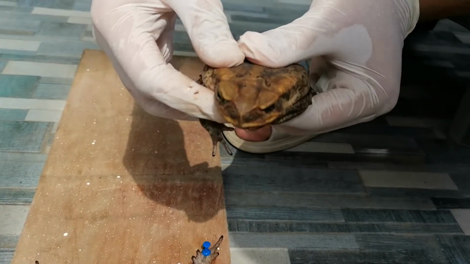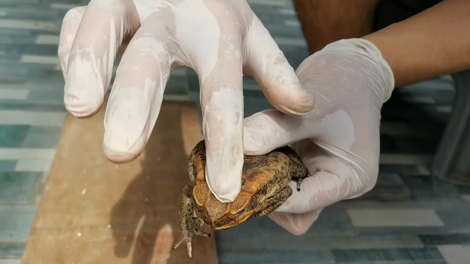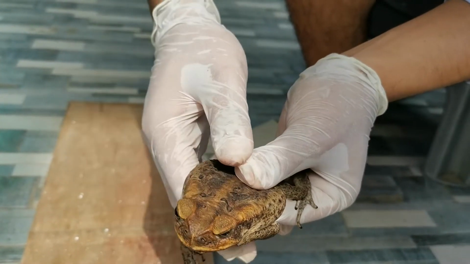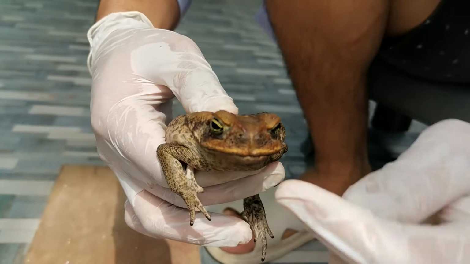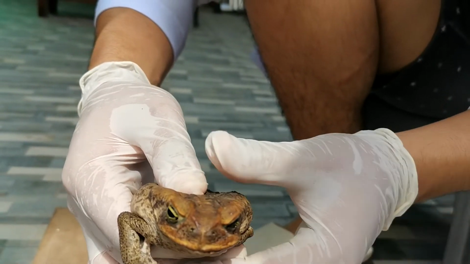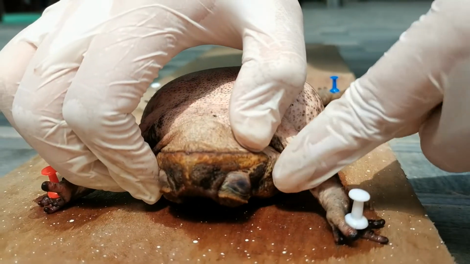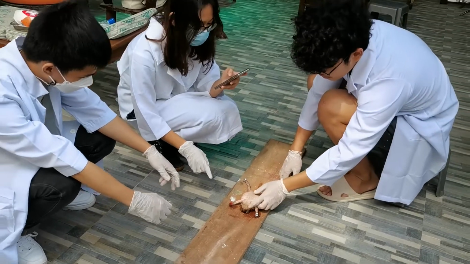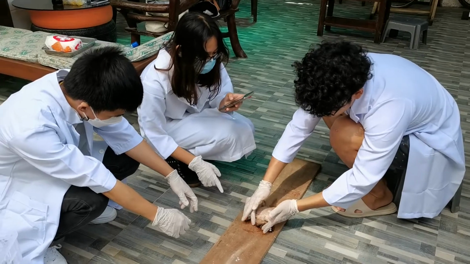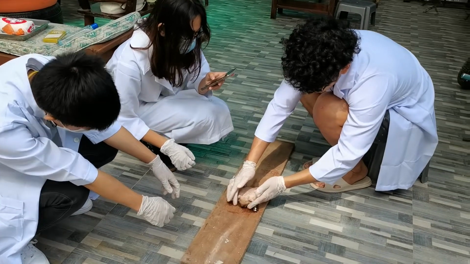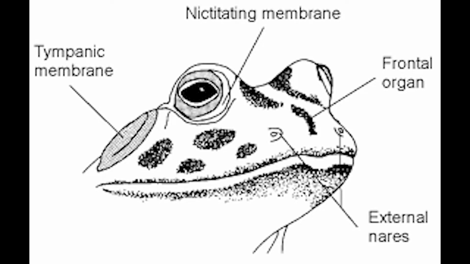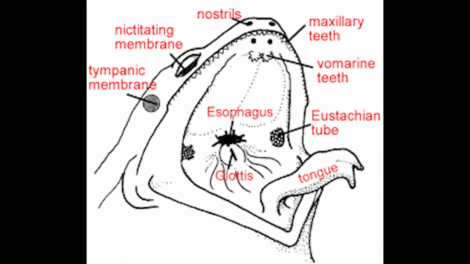Examine the frog's head. We located the nictitating membrane that is transparent and sweeps upward over the eyes. We also identified the tympanic membrane, or the eardrum, located on each side of the head. Observe the frontal organ or brow spot found between and anterior to the two eyes. The frontal organ is the remaining indication of a third or middle eye. Note the external nares or nostrils that are the openings on the anterior and dorsal part of the skull.